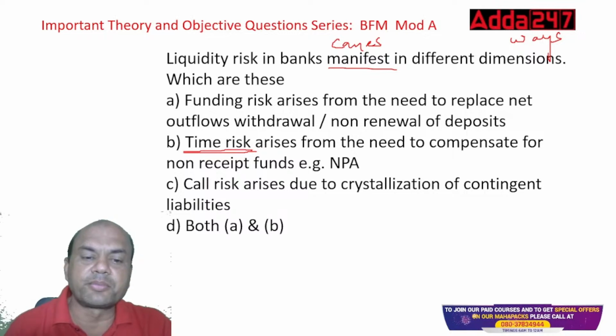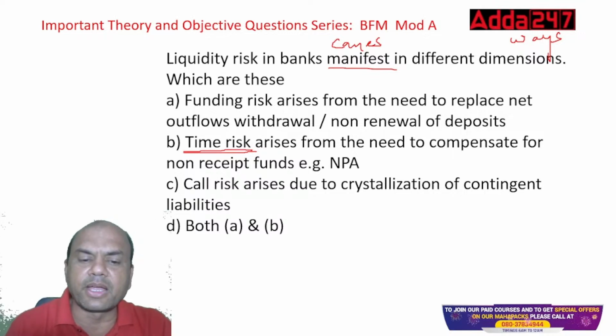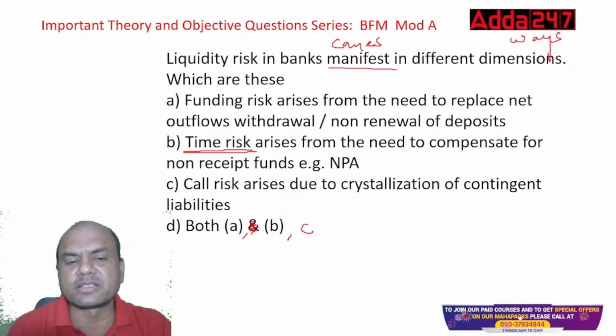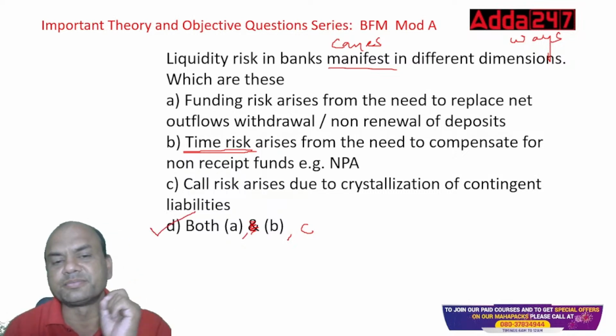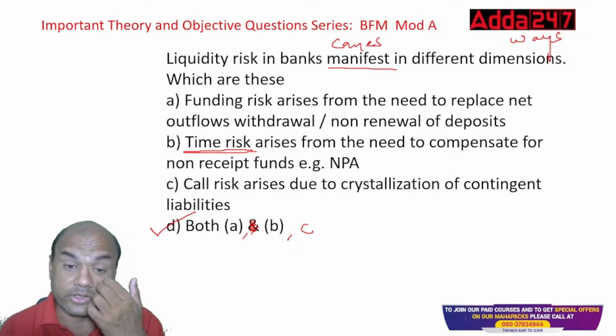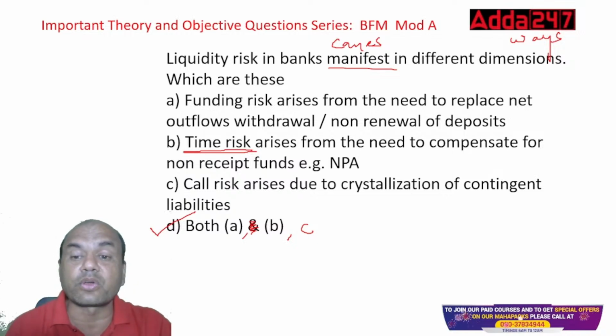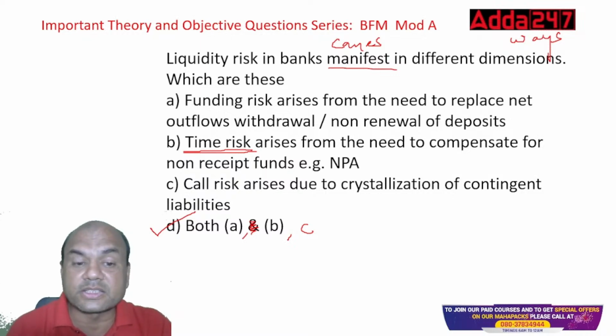So which of these cases does it come in? Both A and B. Okay, I'll mark it like this: A, B, and C. That is the best answer. So the answer is actually A, B, and C. Because funding risk is to replace the net outflows. That is also correct. Time risk is for compensating the non-receipt of funds. That is also correct. And call risk is also a type of this liquidity risk only.